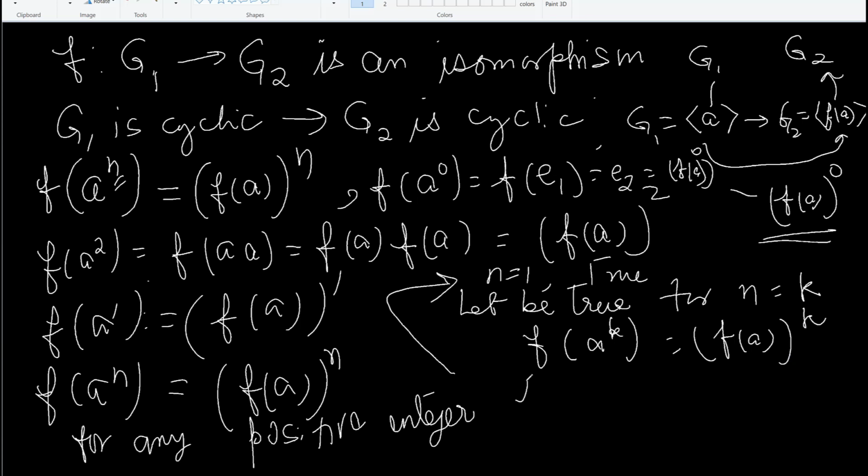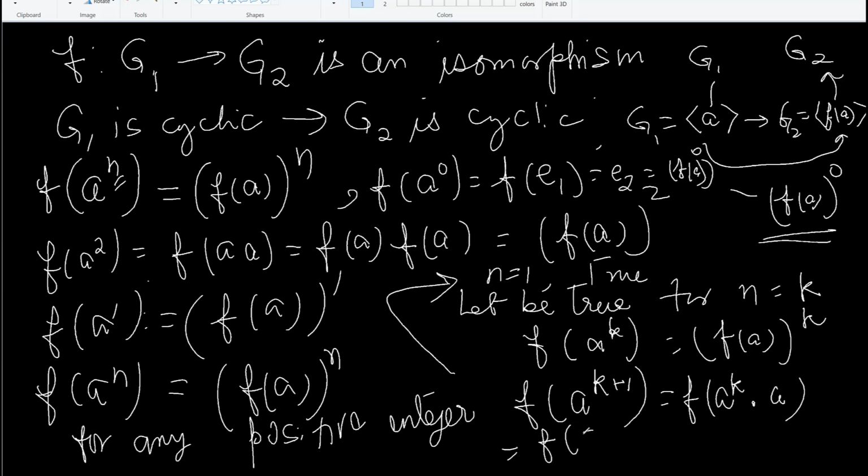Now, if we take f(a^(k+1)), then that is going to be f(a^k times a), right, which can be written as f(a^k) times f(a). And let me just do some erasing and do it in a different place. Okay, so one moment.